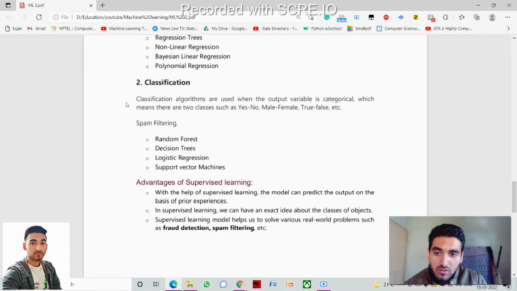Now in the classification model, the classification algorithms are used when the output variable is categorical, which means there are two classes such as yes or no, male or female, true or false. This kind of examples are there. Just imagine that you have a model and you have a list of customers of every type of age and so on, and you are giving that list to your model, asking whether this customer bought the car or not. It will buy a car or not, yes or no, so that your model will predict whether it will buy the car, yes or no.